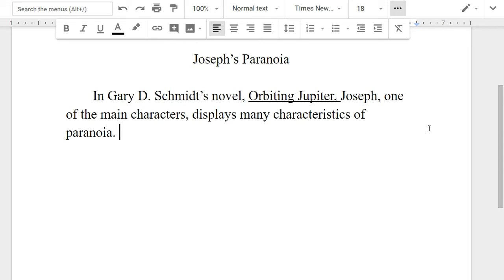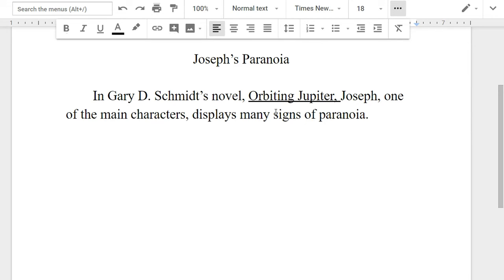Visai: change characteristics into signs. Displays many signs. I kind of like that actually. Okay, write that sentence in. Thanks for your help, Visai.